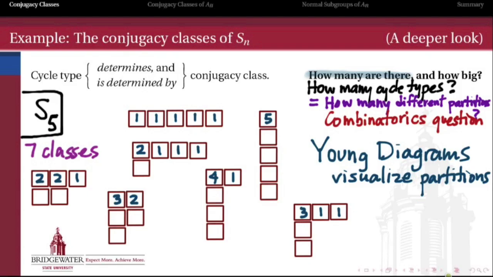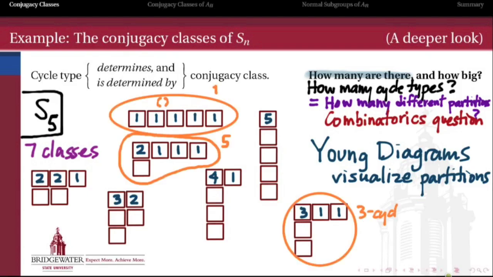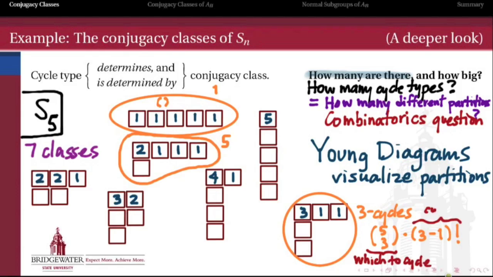And then each one of these different Young diagrams determines a conjugacy class in S5, which we can use combinatorics then to count how many elements are in each one. For instance, this diagram down here at the lower right, which is made up of the three cycles, we can count by counting the number of possible choices of three elements out of the five to cycle. There's five choose three of those choices. And then multiply that by the number of cyclic orderings of three symbols, which is 3 minus 1 factorial. So there are 10 three cycles inside of S5.